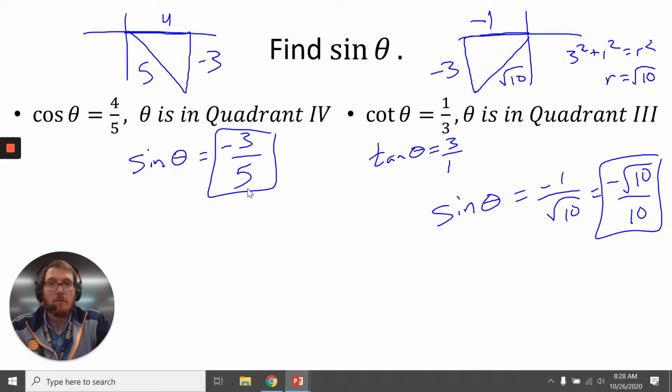Some questions may ask you to find all of the other trig functions. Some may just find one of them. I figured if you can get it set up, you can find the rest of them yourself.